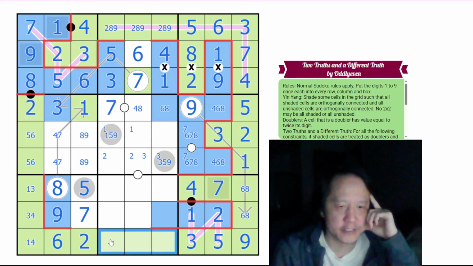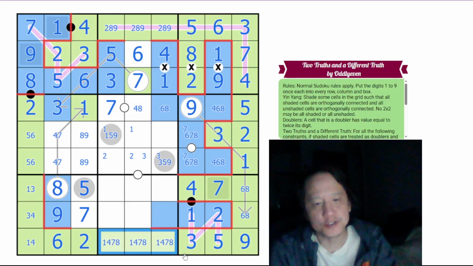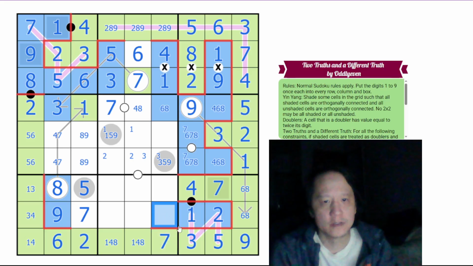Okay, remaining digits in row 9. We have 1, 4, 7, 8. 7 cannot be either of these. Where is the 7 in row 9? It has to be here. So this is 7. Okay.